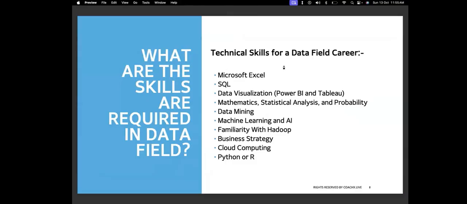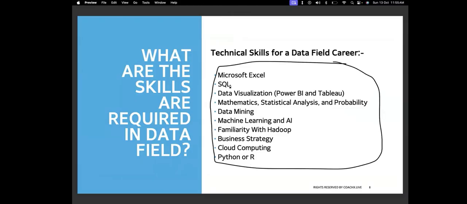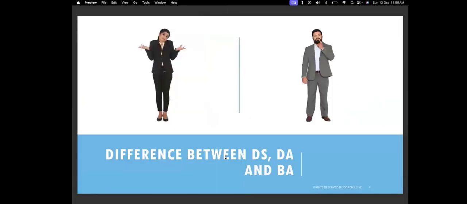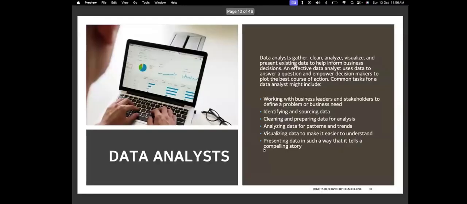Now let's see what are the technical skills in the data field. If you are looking to work in the data field, that is general business analyst, data analyst, and data scientist, this is the skill set. You should know Microsoft Excel, SQL, visualization, maths, mining. All these skills are required. Python, cloud, everything is required. The difference between DS, DA, and BA we have already seen.